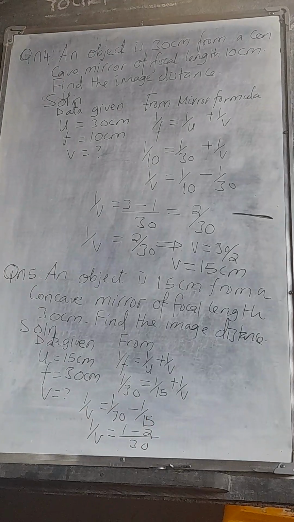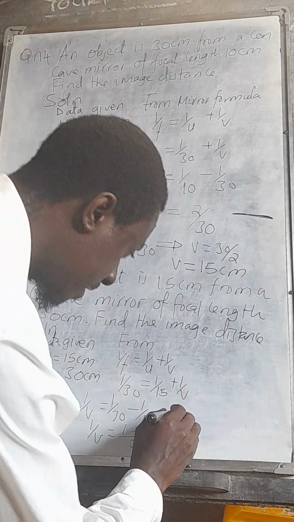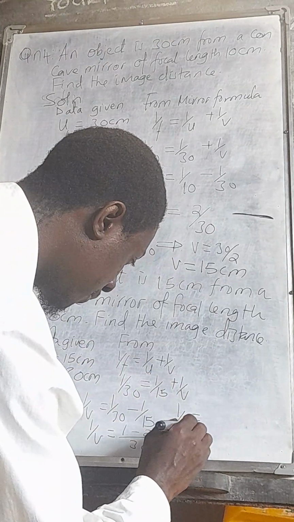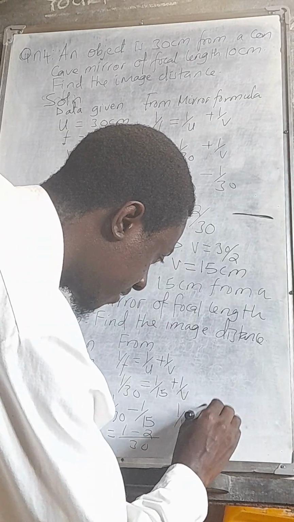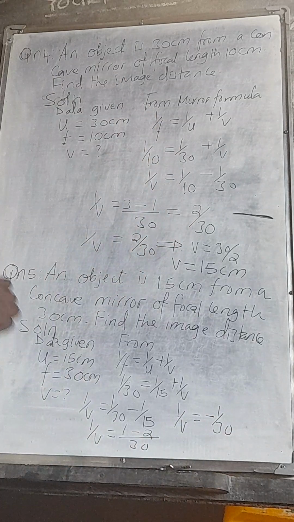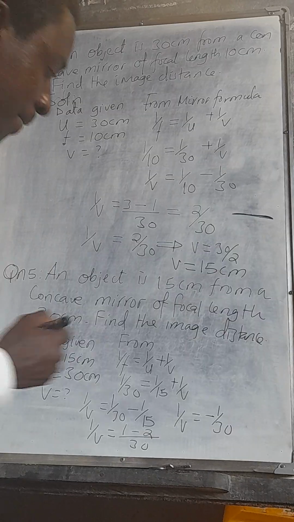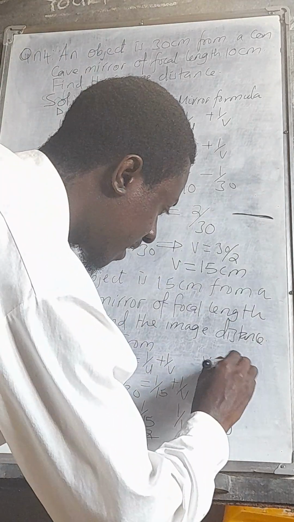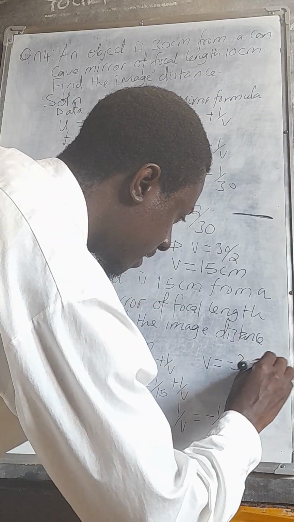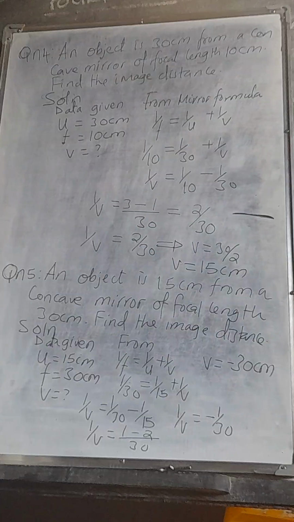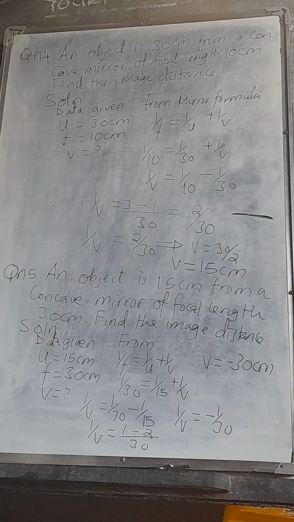So if that is the case, you can get now 1 over v is equal to negative 1 over 30. If you close multiplication, finally, you can get now v is equal to negative 30 centimeter. So negative indicated that the image is virtual.